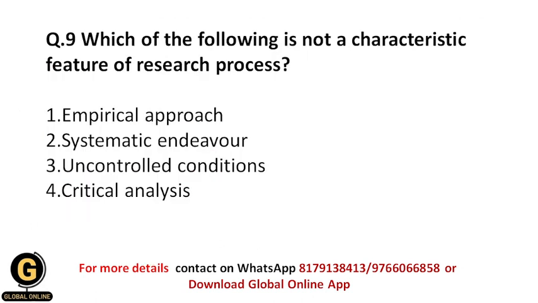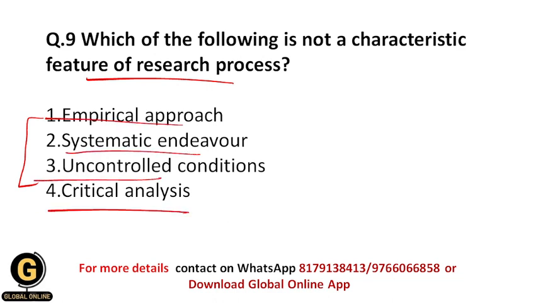Which of the following is not a characteristic feature of the research process? So again here you have been given 4 options, and from these 4 options, which is not a characteristic feature of the research process? Whether it is empirical approach, systematic endeavor, uncontrolled conditions, or critical analysis.